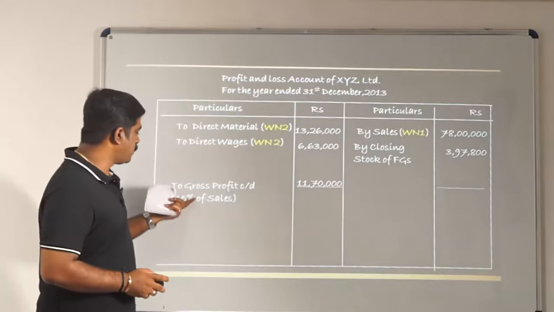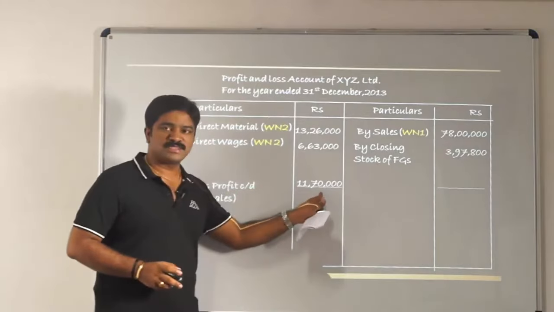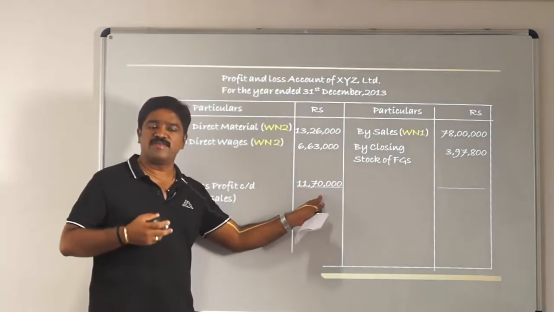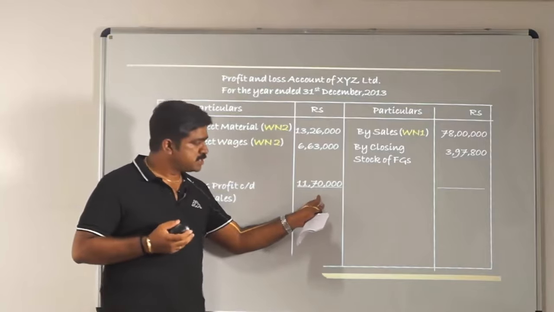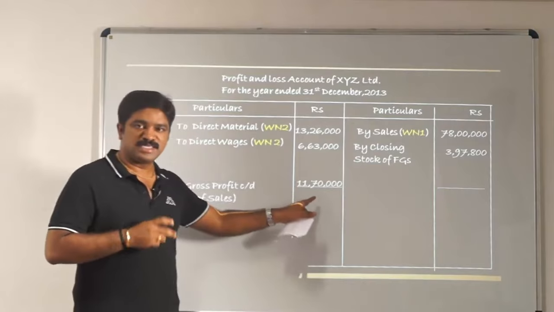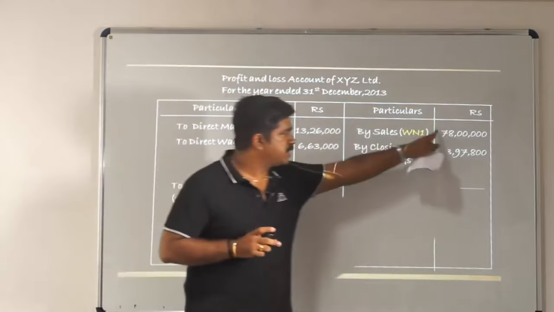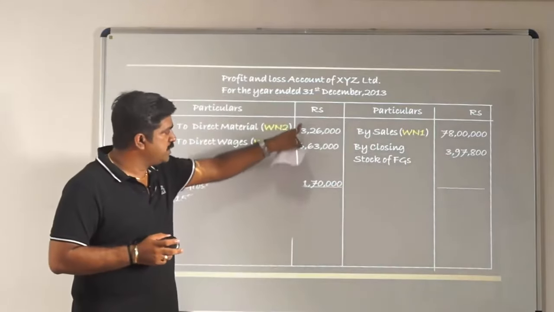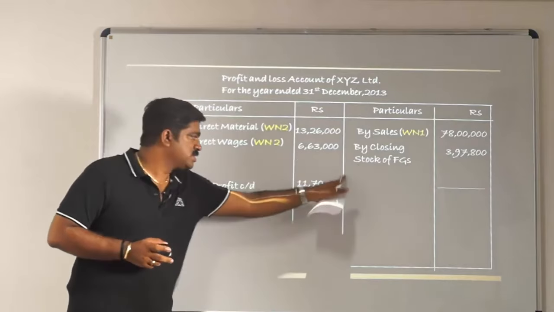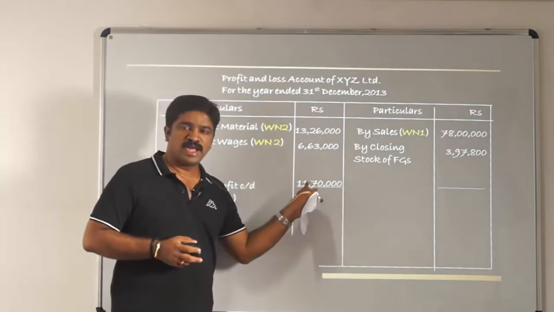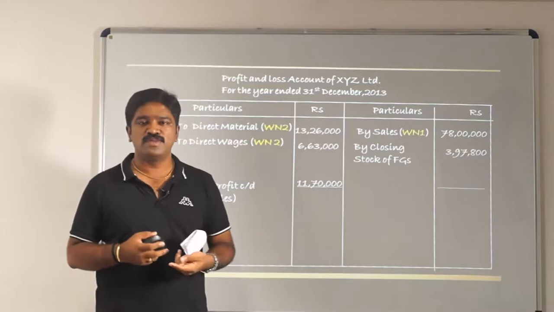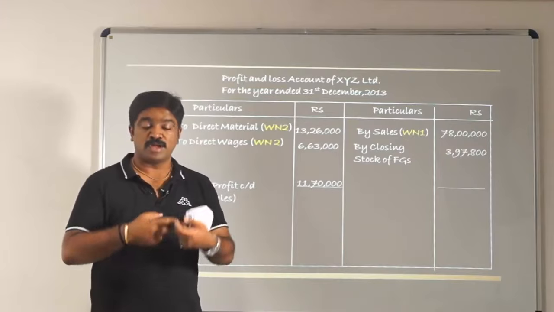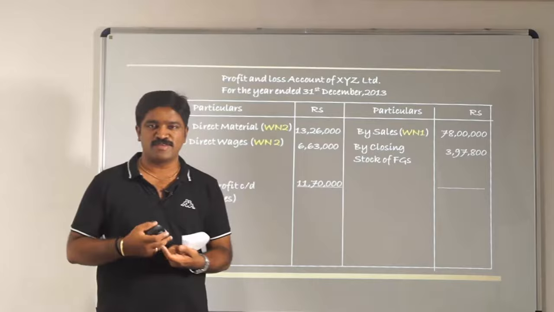I'm directly applying this 15%, 11,70,000, without even waiting for further calculation. It means there is going to be some balancing figure somewhere. Now on the credit, I have two items. On the debit, I have shown the known two items, and this is something which is derived. Okay, and now you might be wondering what happened to the closing stock of raw material.